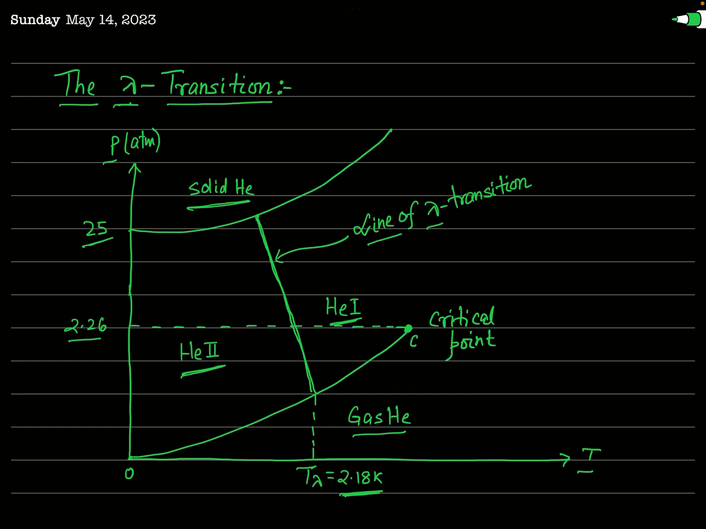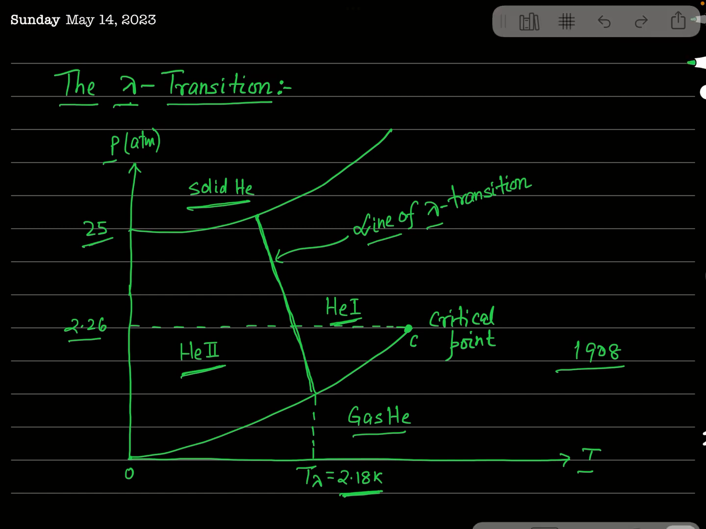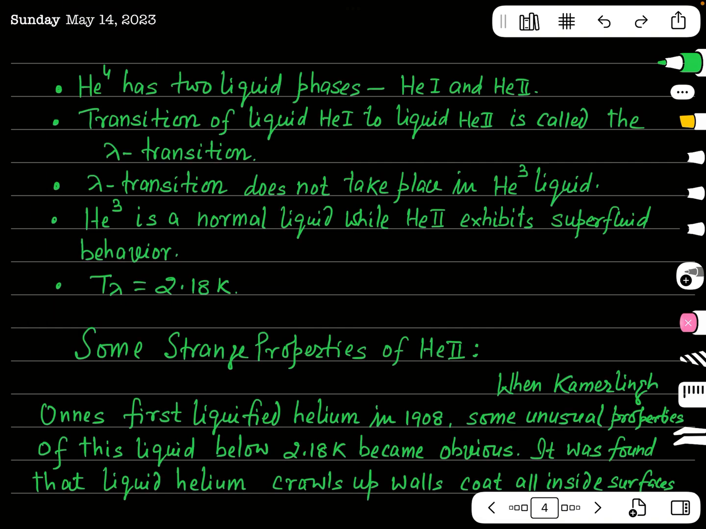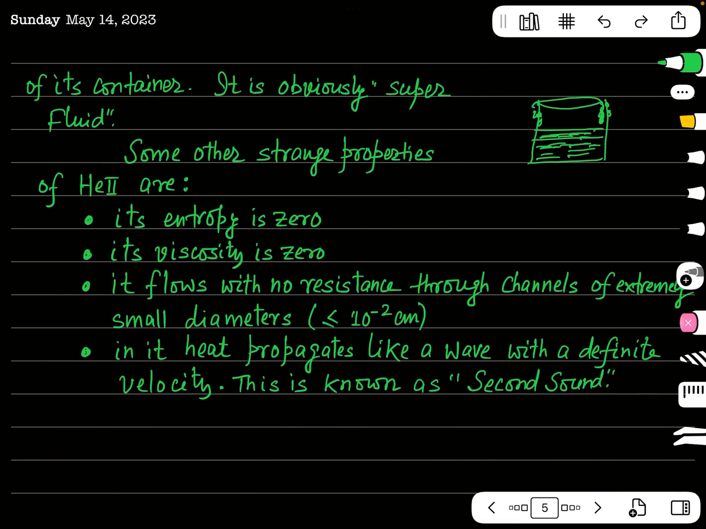Now, what are the peculiar properties of helium 2? We will now see. Actually, in 1908, a famous scientist named Kamerlingh Onnes first liquefied helium. After his experiment, when he liquefied helium, it was found by his co-workers that below a temperature of 2.18 Kelvin, this liquid helium shows some specific, strange or peculiar properties.